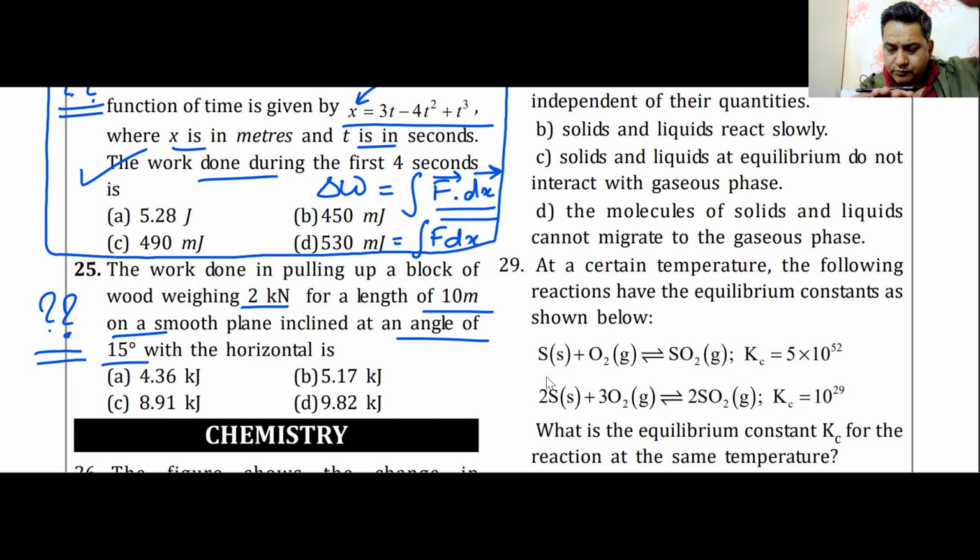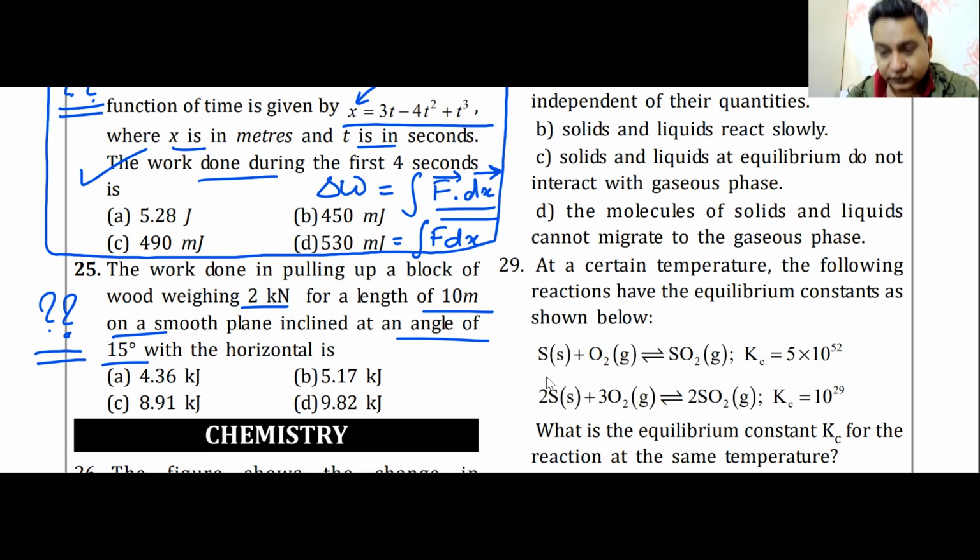Block is here. I have to lift it from here to here. There are only two forces working on this body now. One is what? Gravity. And the other is the force with which you are lifting it. There are only two forces working on this body.